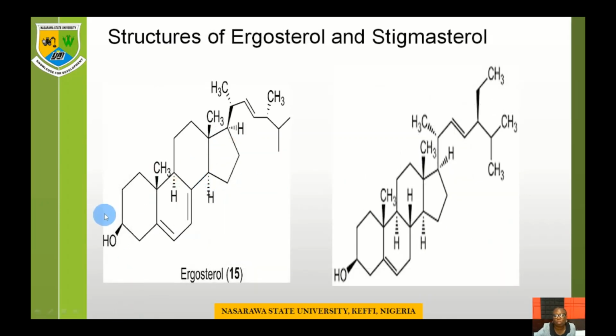The structure of ergosterol and stigmasterol. All these are examples of steroids.